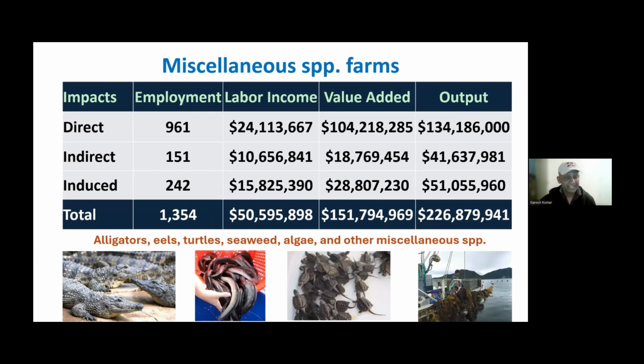Miscellaneous species is funny. Some of them cannot even be called fish or remotely fish or invertebrates, but alligators and turtles, which are both reptiles. Eel is another fish, but seaweed and algae and all the miscellaneous put together generate about $250 million in economic impact and about 1,000 to 1,300 jobs in general. So it's an important sector, even though they are very scattered across the United States or very specifically in one or two states. So we combined them together and found out that their impact is about $250 million in general.